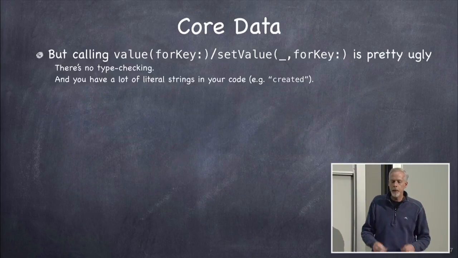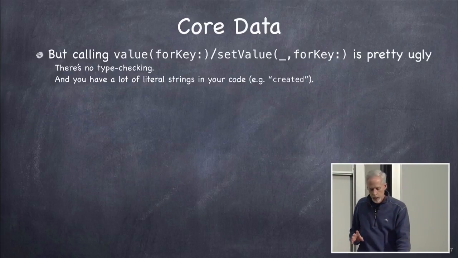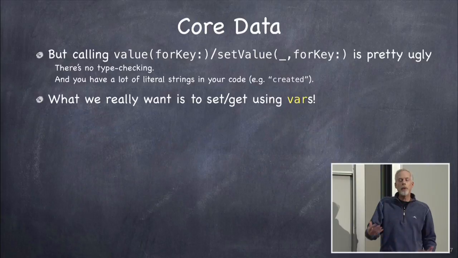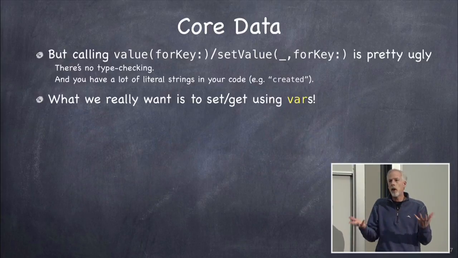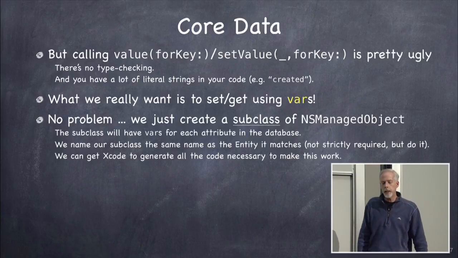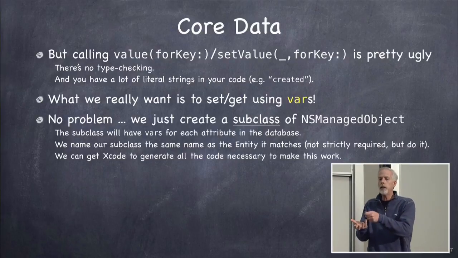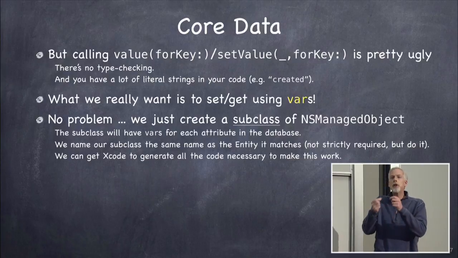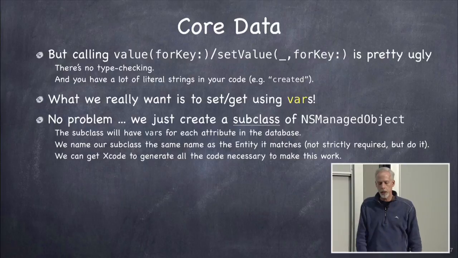Now, as I said, value for key and set value for key are really ugly, with no type checking and literal strings in there. What we really want to do is be able to set these vars as vars. We just want to have a var called text somewhere that we can set, and of course, we're going to do exactly that. The way we're going to do that is create a subclass of NSManagedObject. Instead of having an NSManagedObject in the database and doing set value and get value on it, we're going to create a subclass of NSManagedObject, and it's going to have vars on there for all of the attributes like text and screen name and all those things.